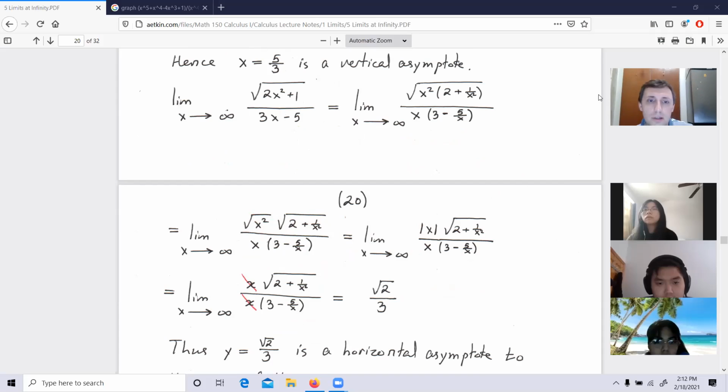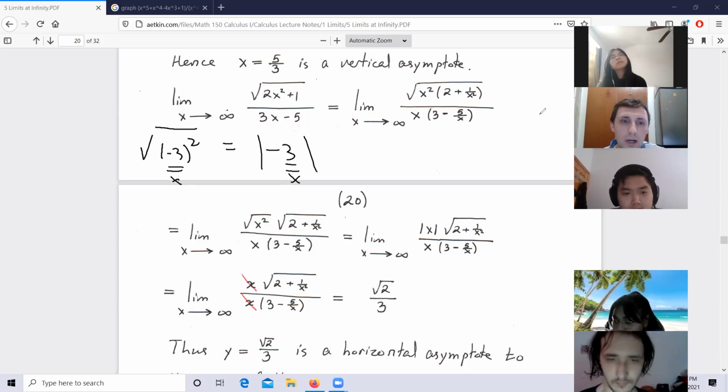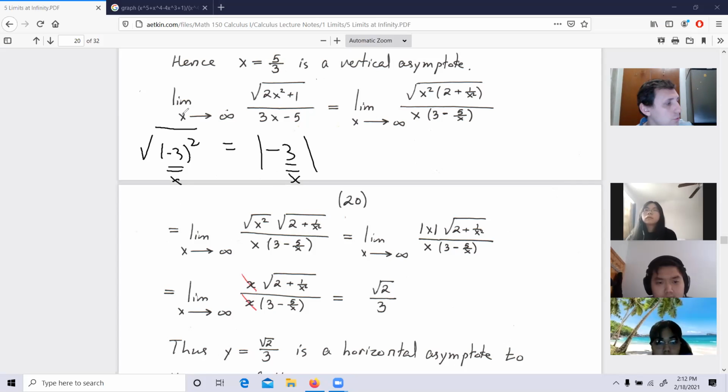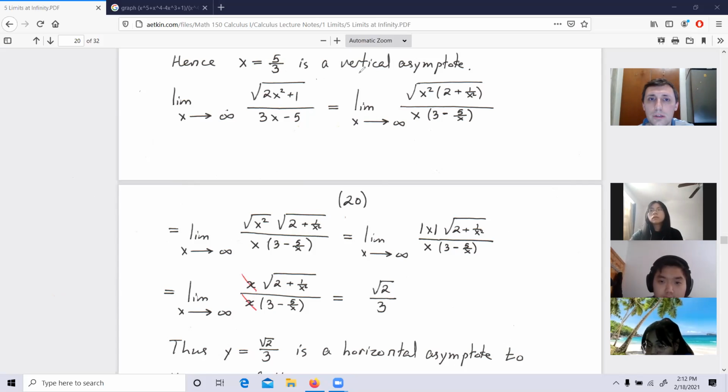Look why. If I were to take the root of minus 3 squared, I do not get minus 3, which is my x. What I do get is the absolute value of it. That will be important in a moment. Do you see that? A lot of people do the following incorrect calculation. They say the root of x squared equals x. This is very incorrect. The root of x squared is equal to the absolute value of x.